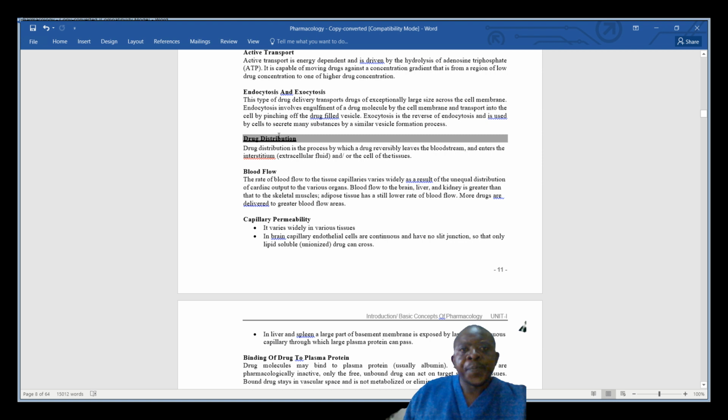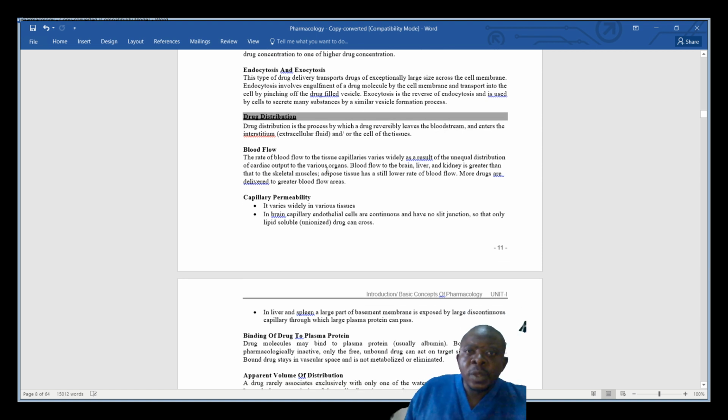Now under drug distribution, what can we say about blood flow? The rate of blood flow to the tissue capillaries varies widely as a result of unequal distribution of cardiac output to the various organs. Blood flow to the brain, liver, and kidney is greater than to the skeletal muscle. Adipose tissue has a still lower rate of blood flow. So more drug is delivered to greater blood flow areas.